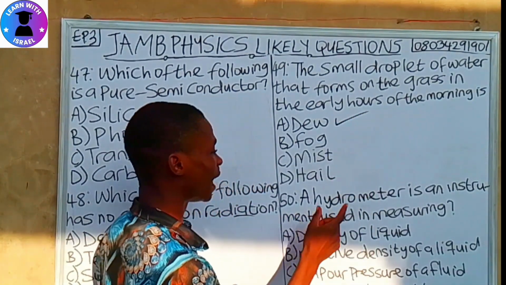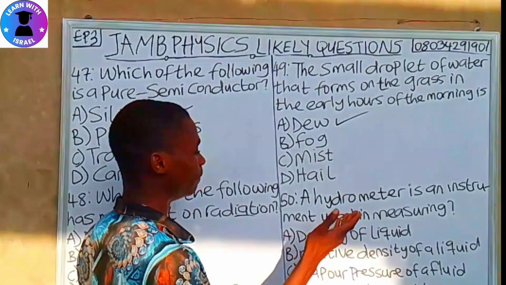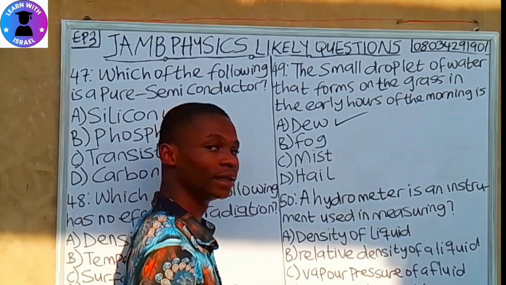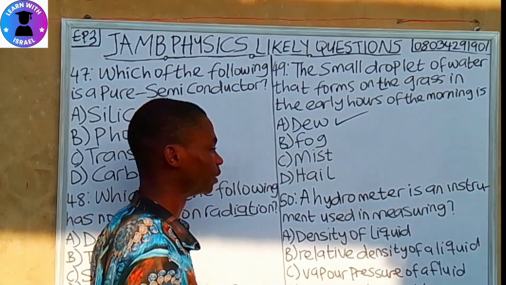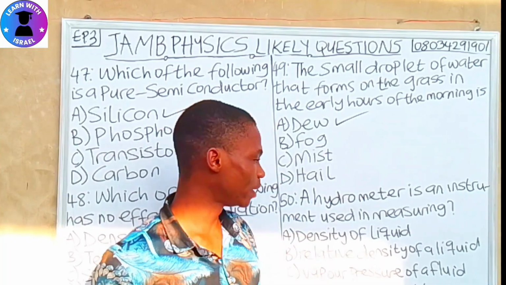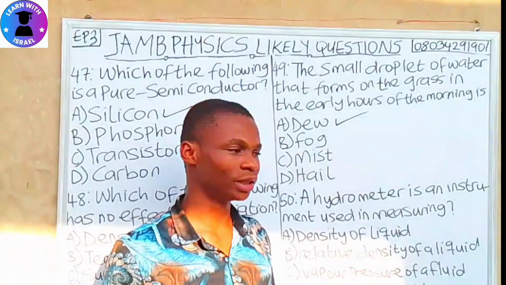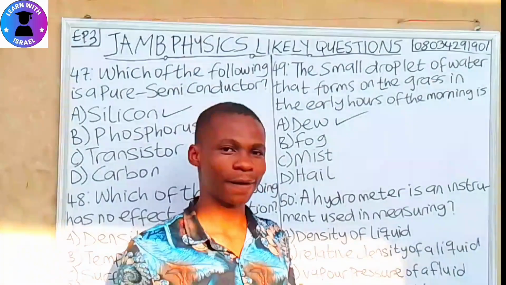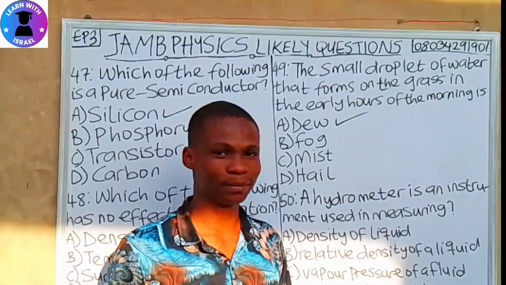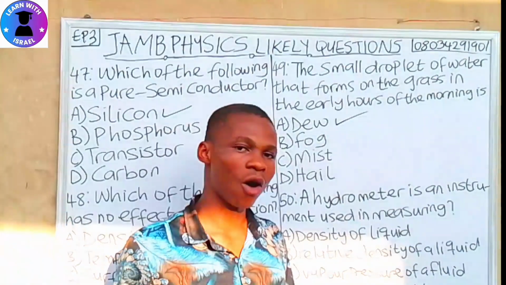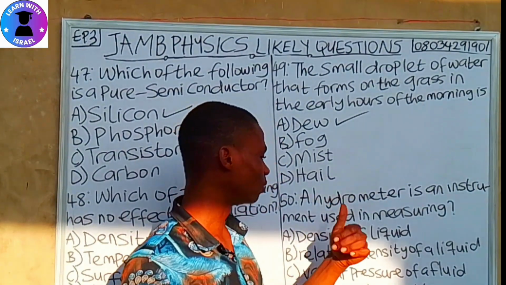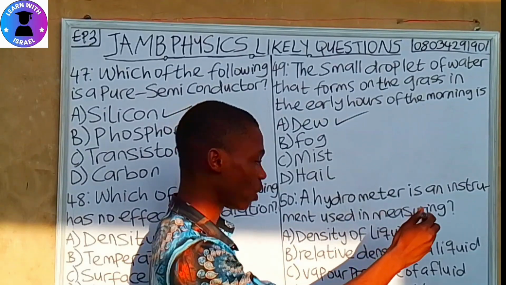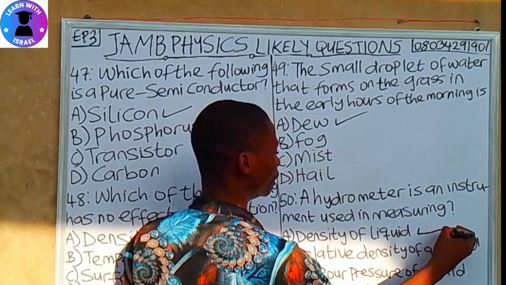Question 50. A hydrometer is an instrument used in measuring A. Density of liquid, B. Relative density of a liquid, C. Vapor pressure of a fluid, D. Relative humidity. Hydrometer is used to measure density of liquid. We have hydrometer and we have hygrometer. I have discussed that earlier in our previous episode. Hygrometer is used to measure relative humidity, which is option D. But hydrometer is an instrument used in measuring density of liquid.